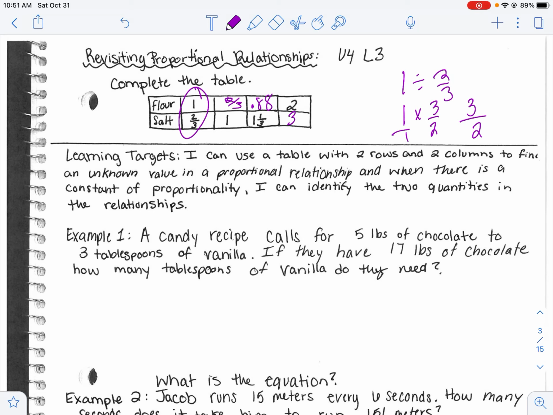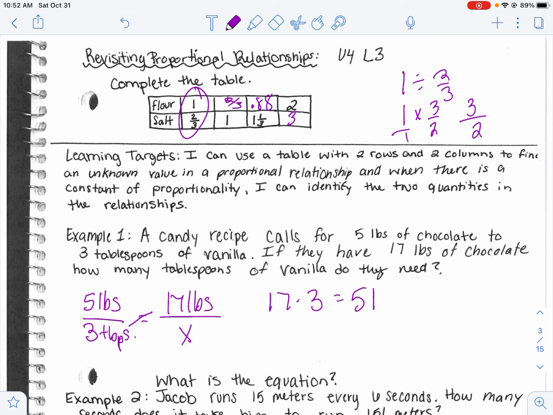We're going to go back to the butterfly method because I feel like this is the easiest for you to understand. So, 5 pounds of chocolate to 3 tablespoons. And then they're saying they have 17 pounds, so we need to figure out how much vanilla we need. So again, just like in the last lesson, we multiply across. So 17 times 3 is 51. Then we divide by 5. So 51 divided by 5 is 10.2. So we need 10.2 tablespoons of vanilla.